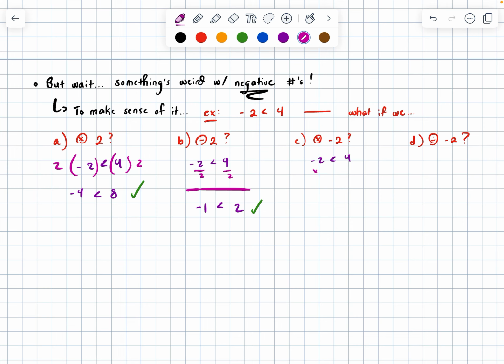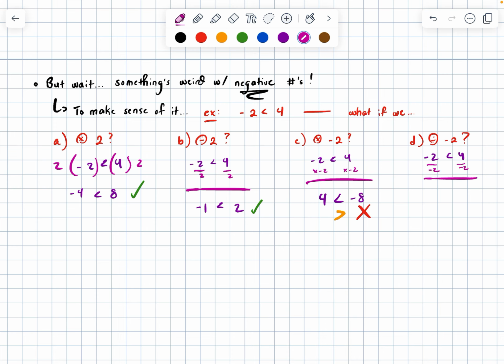Now let's see what happens when we multiply or divide by negative 2. Times negative 2, this would become negative 2 less than 4. If I multiply both sides by negative 2, negative 2 times negative 2 is positive 4. On the left side, 4 times negative 2 is negative 8. Is 4 less than negative 8? No. So in this case, multiplying by negative 2 actually causes us to flip our inequality symbol.